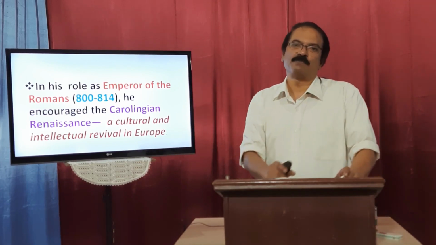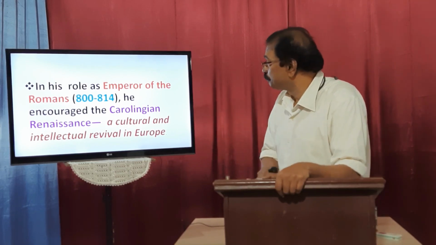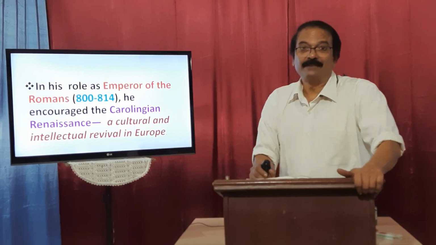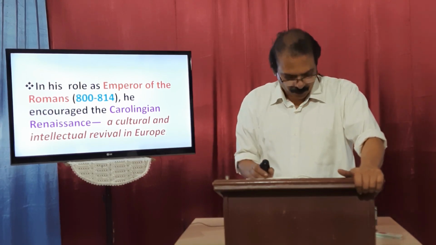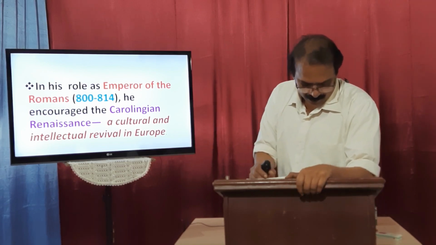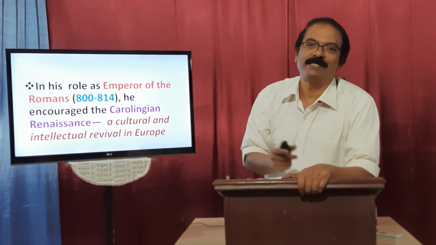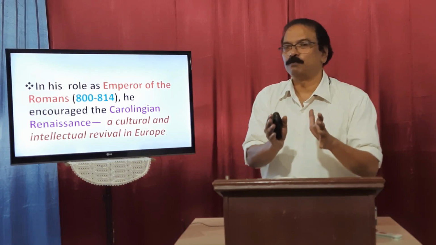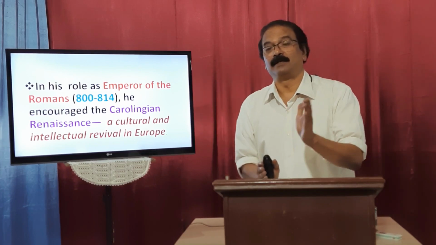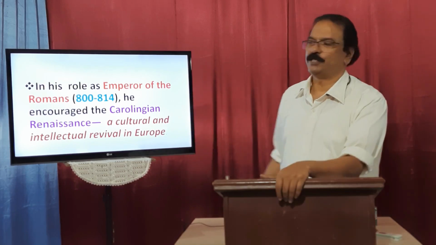So if a question comes, what is or what was known as the Carolingian Renaissance, then you must be able to answer this question without much problem. And it happened during the reign of Charlemagne. That's what you must remember. The Carolingian Renaissance and Charlemagne are related to each other.